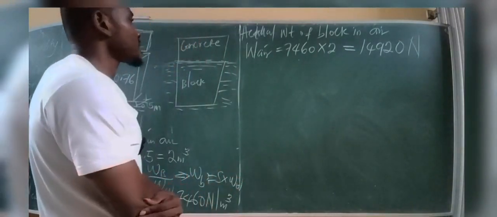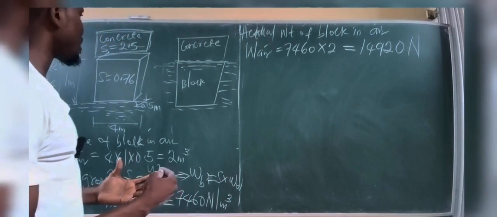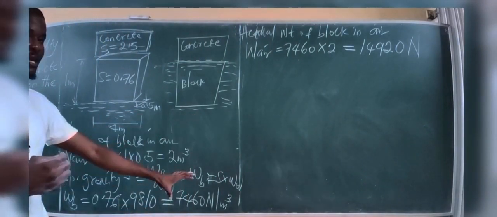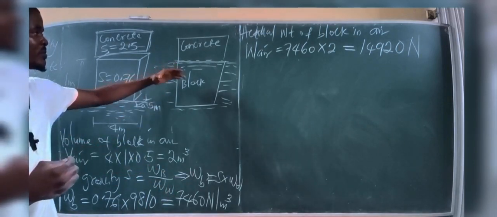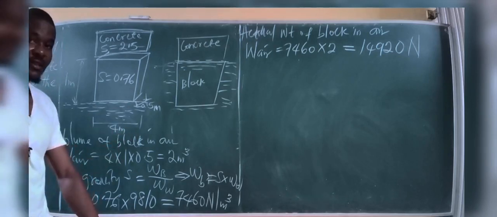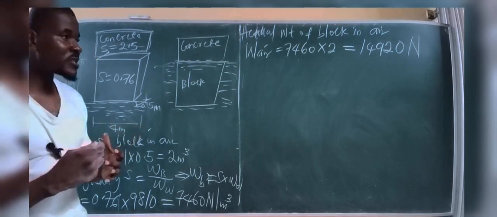Now, having known this to be the actual weight of the block in air, next is to find the weight of the block in the liquid or in the water. Remember, when the concrete is placed, the block is now what? Completely immersed in the water. So this brings us to another idea of Archimedes' principle.